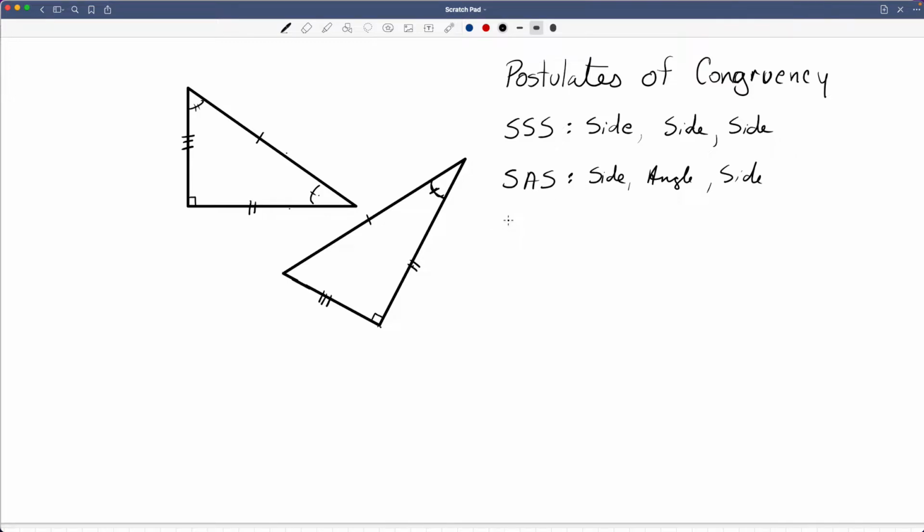There's another one, and this one is going to be angle, side, angle. So again, angle, side, angle. And these are postulates that you do want to memorize. You do want to write these down because these are the ones that you're going to be using when we write proofs. And angle, side, angle just means that we have an angle here that is congruent to the angle here. And then we have a side that is congruent. And then an angle here that is congruent.